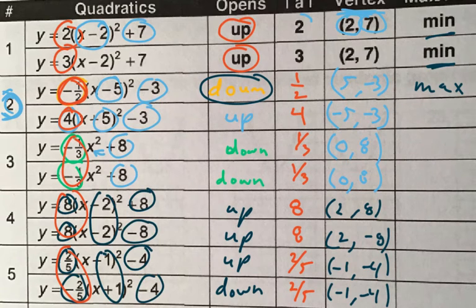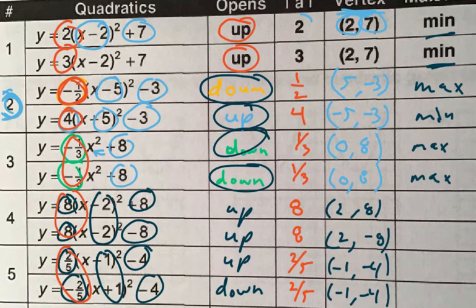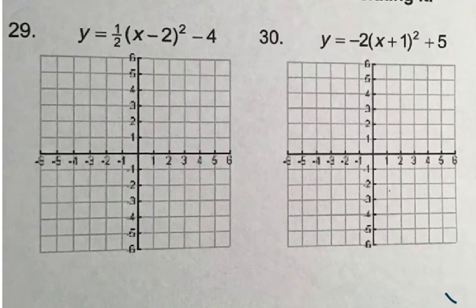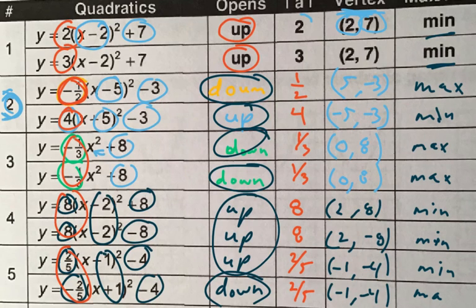Okay? And just finishing up here, this one opens up, so it's a minimum. These two open down, that must mean they're maximums. These three open up, that means they're going to be minimums. And finally, that one opens down, that one's going to be a maximum. Oops, maximum there. I'm right on the corner of my screen there, so maximum.